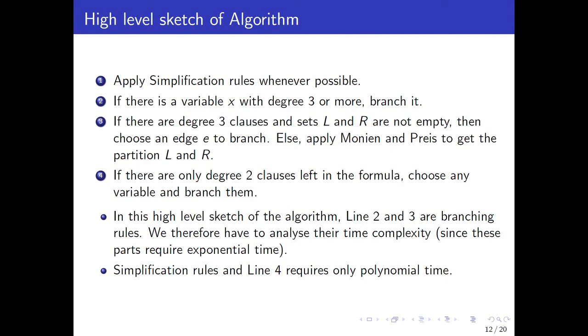Otherwise, if L and R are empty and we still have degree 3 clauses, then we apply the Monien and Preis result to get a bisection width, to get a partition L and R, and then we continue this step recursively. If there are degree 2 clauses left in the formula, we choose any variable and branch on it. So in this high-level sketch, line 2 and line 3 are branching rules. Here is where we have to analyze their time complexity, because line 2 and line 3 contribute to the exponential time growth of our algorithm. The simplification rules and line 4 of the algorithm only take polynomial time, and therefore we will not talk about them.